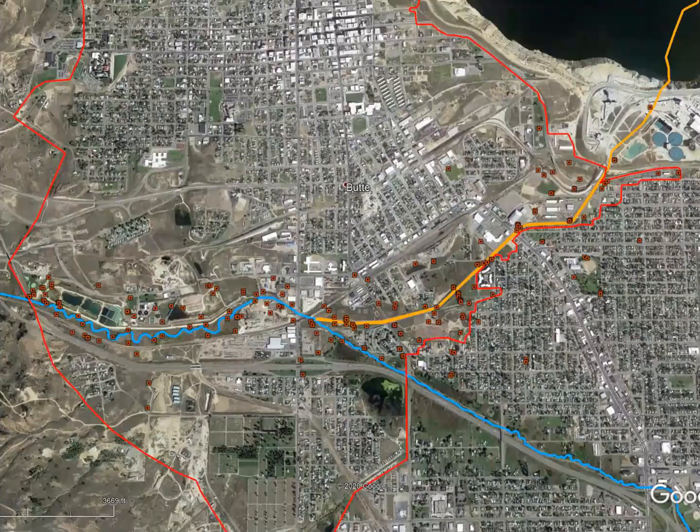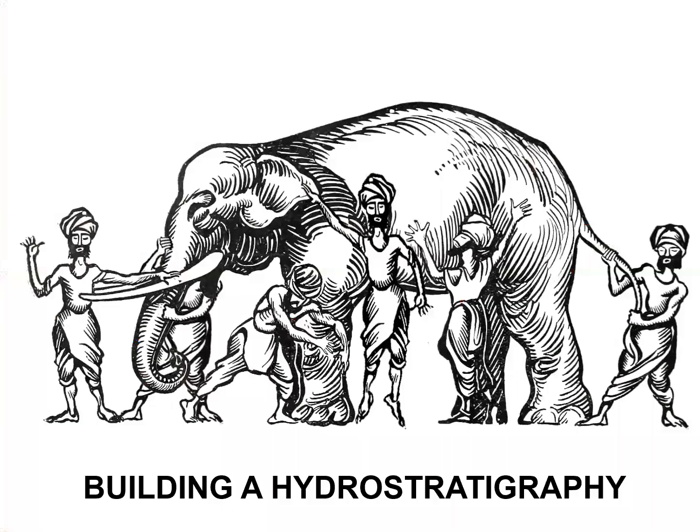So then you try to piece this together. Here's all of the wells. I think this is all of the wells that are out there right now. It's quite a few. They've been put in different eras of drilling and trying to characterize this aquifer. So then we get to trying to build this hydrostratigraphy and understand how groundwater flows and how contaminants are transported.